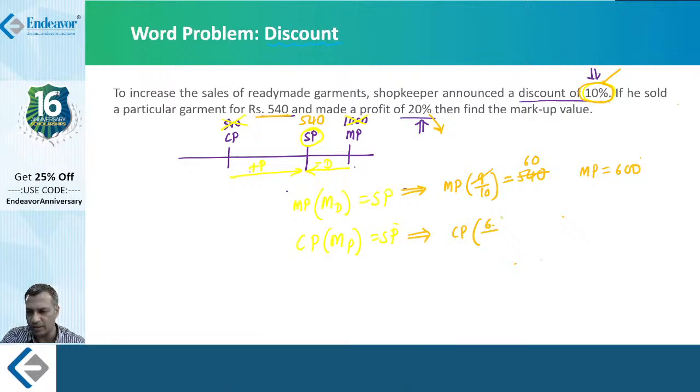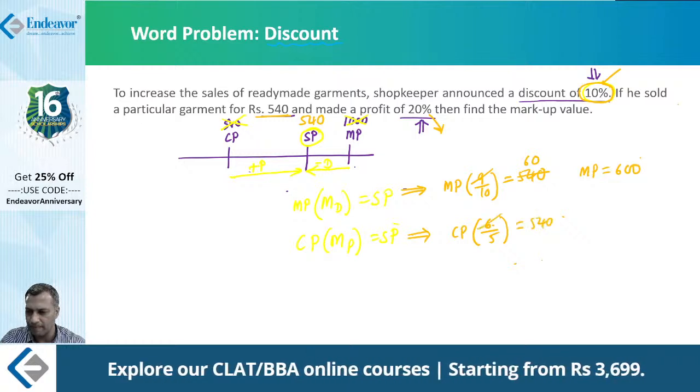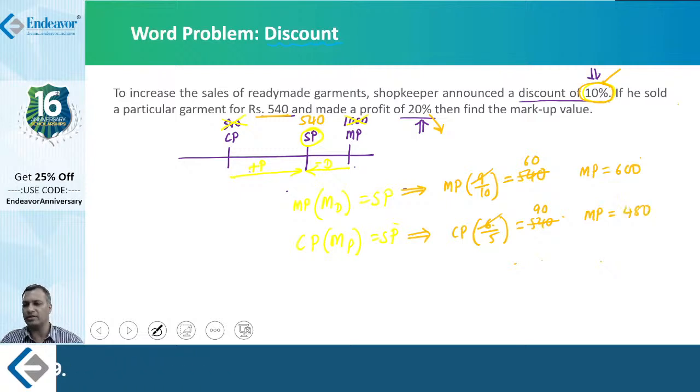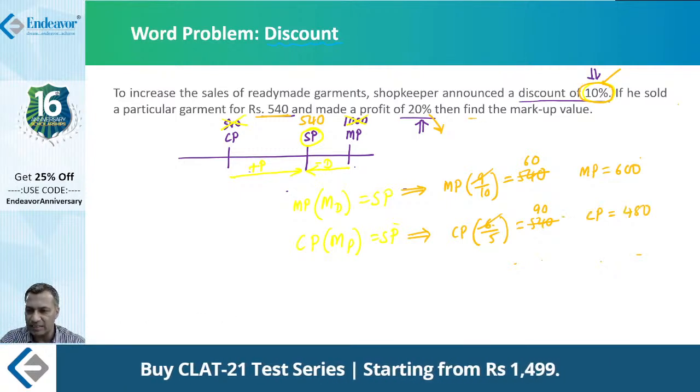6 by 5 times cost price gives 540. Therefore, you say that cost price is equal to 450. Now what you are asked is to find the markup value, not the markup percentage. What is the markup? Gap between these two values.